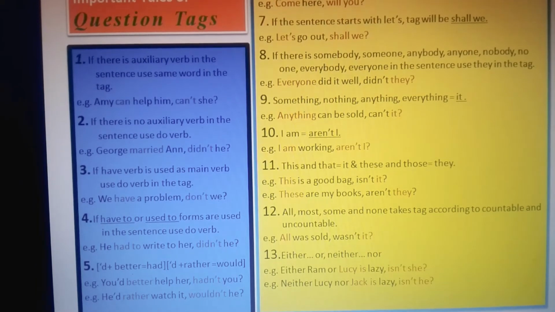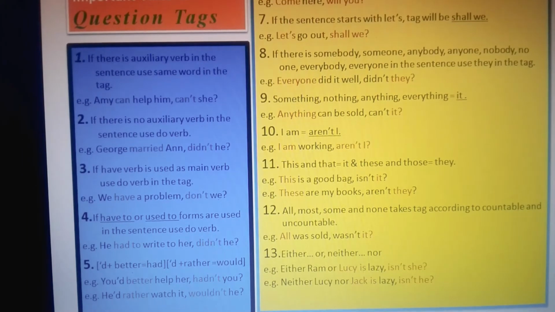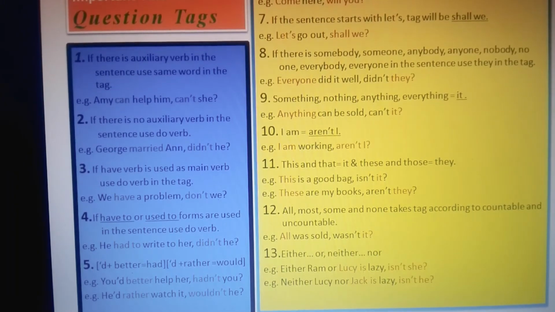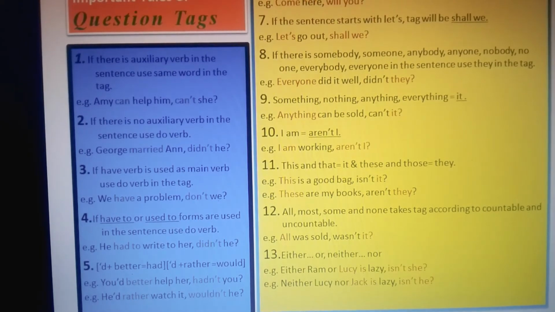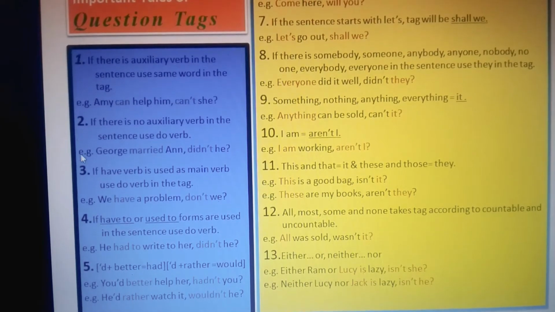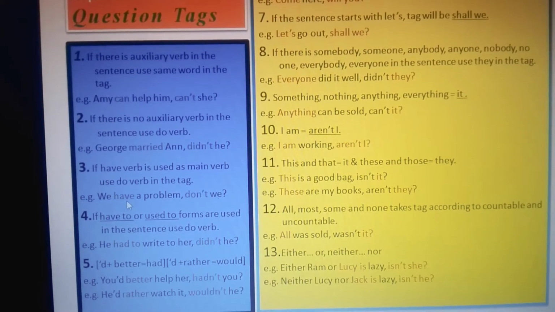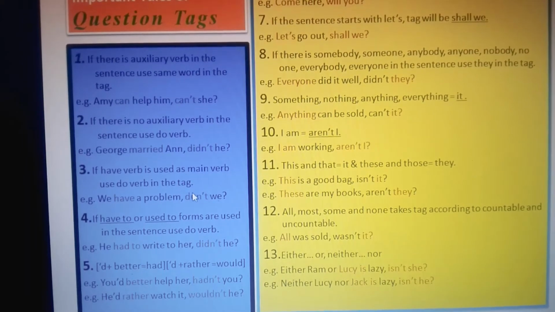Then number 3, if have is used as a main verb, use the do verb in the tag. For example, we have a problem, don't we? You can see here, we have a problem, don't we? Have is used as the main verb in the sentence. That's why don't is used there.